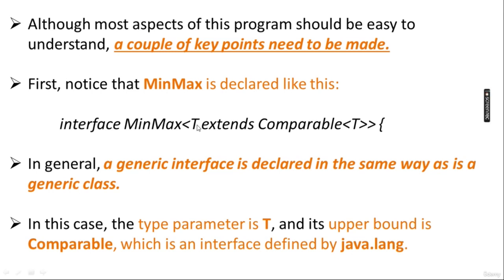Interface MinMax is declared like this: T extends Comparable<T>. So the upper bound is the Comparable interface. A generic interface is declared in the same way as a generic class. The type parameter is T and its upper bound is Comparable, which is an interface defined by java.lang.